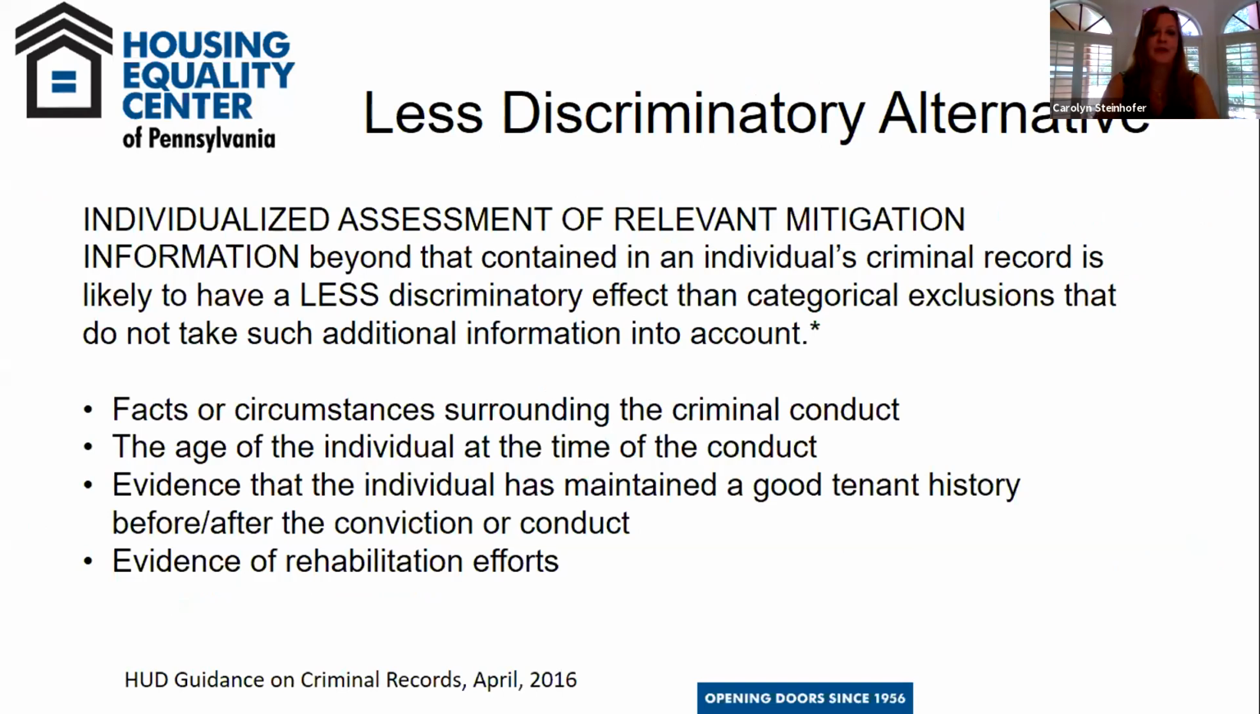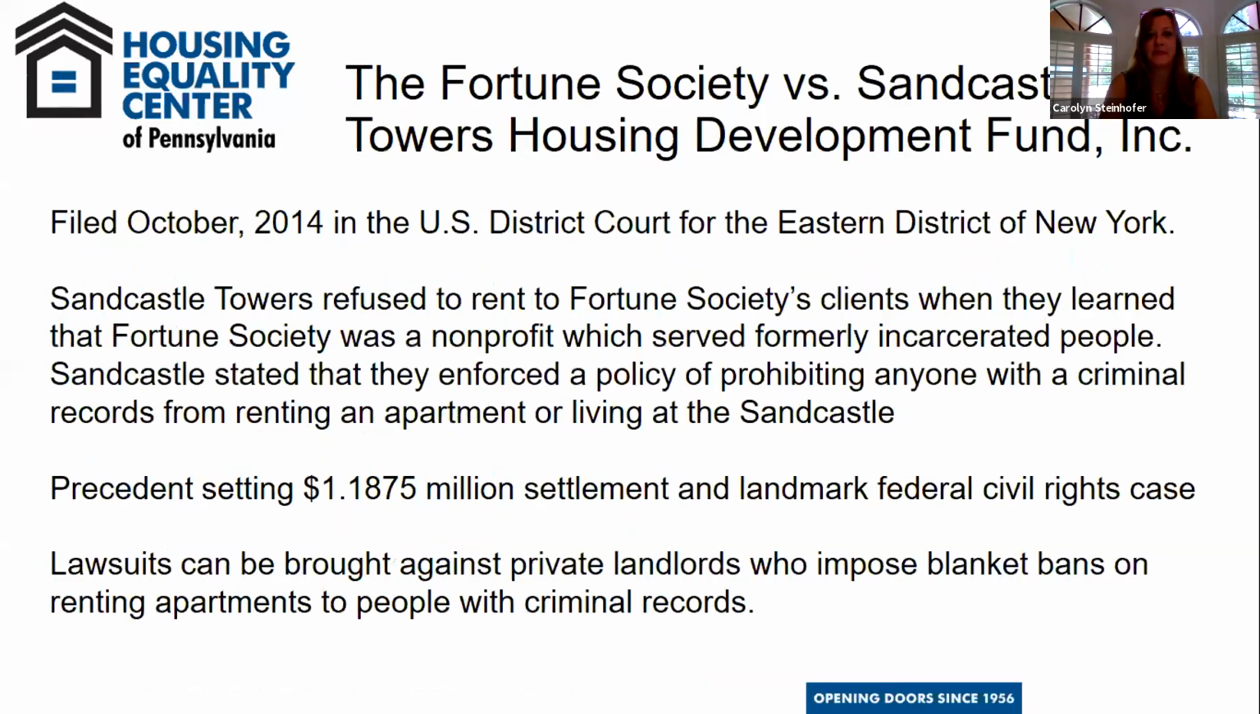So you want to look at an individualized assessment of information. You want to look at the facts and circumstances surrounding the criminal conduct, the age of the individual at the time the conduct occurred, and the evidence they've maintained a good tenant history before and after the conviction or conduct. I think we all know people who do not have a criminal record who are terrible tenants. So the criminal history is not correlated with whether they're going to be a good tenant or not. And there's evidence of rehabilitation efforts. These are all things that should be taken into consideration.